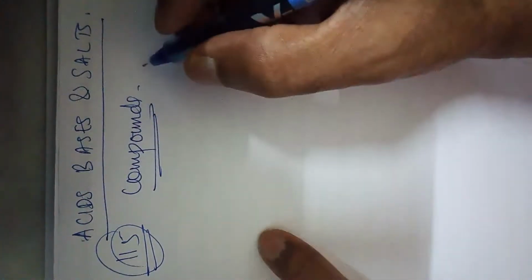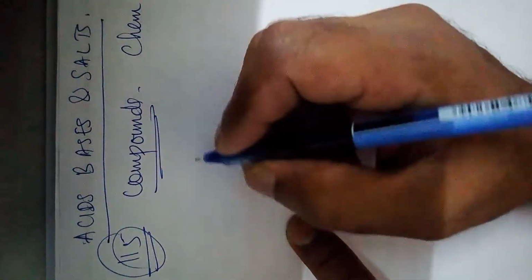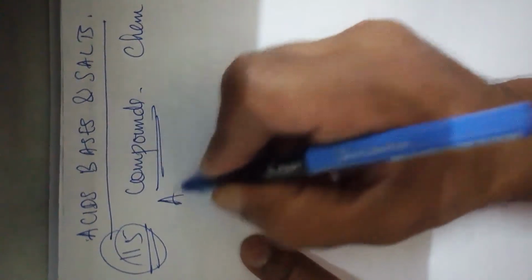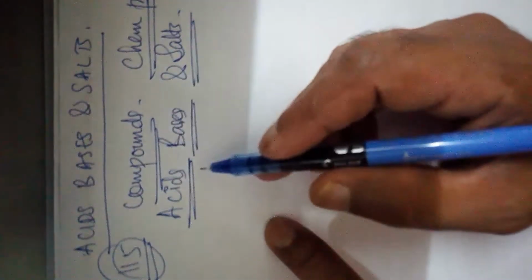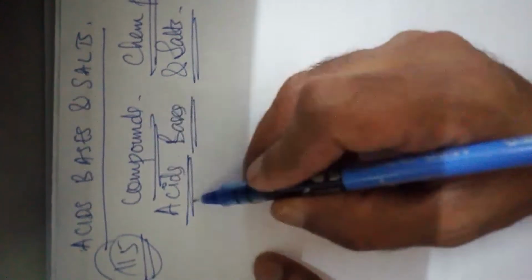On the basis of their chemical properties, they are classified into three groups: acids, bases, and salts. Depending upon the chemical properties of the compounds formed on reaction of all these elements, three types of compounds are formed. They are acids, bases, and salts.